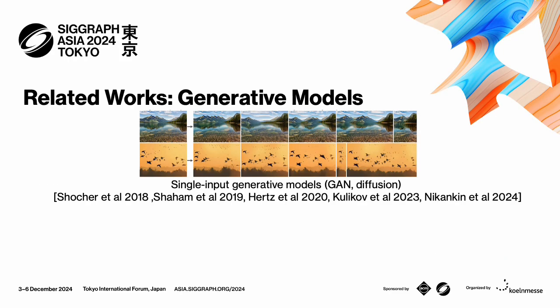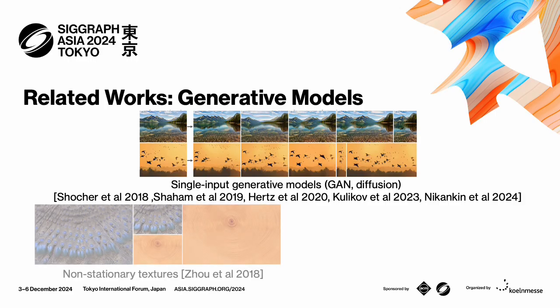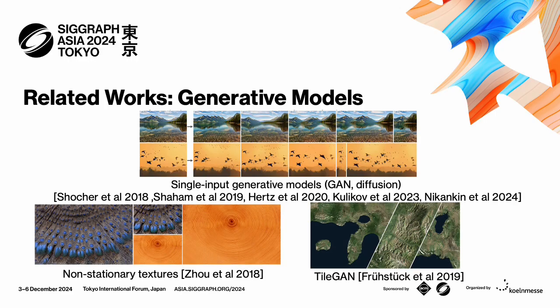GANs and diffusion models have been used to expand inputs to generate texture variations. While these approaches are impressive, they often lack an explicit, human-interpretable representation, thus providing limited control over the generation process. Our work builds on these methods to provide a more general and adaptable framework.